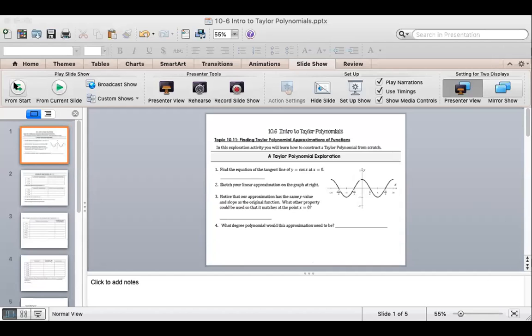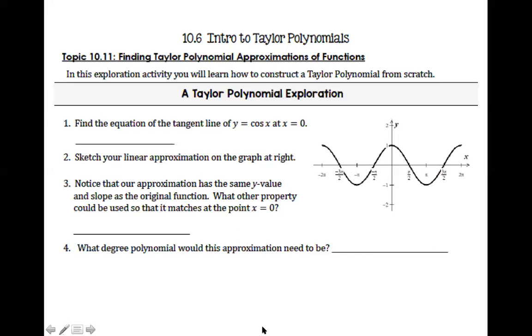Okay, we'll start this. So it says that we are going to be learning how to construct a Taylor polynomial from scratch. Well, why do we need a Taylor polynomial? A Taylor polynomial, let me grab my pen here, and you can just add this to your notes. A Taylor polynomial is a way to use a polynomial to approximate some other curve.